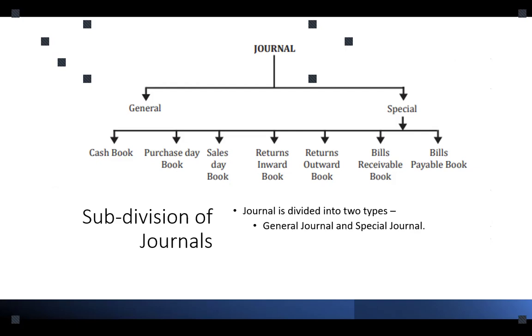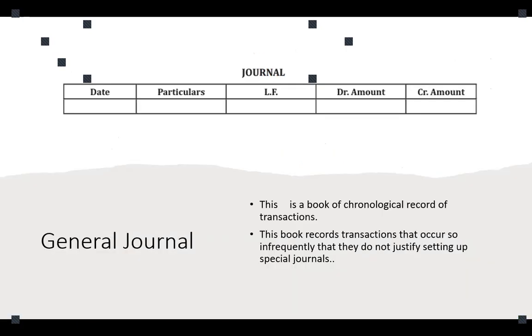Journal is divided into two types. One is the general journal and the other is the special journal. General journal is the simple journal that we see here, and a special journal can be cash book, purchase day book, sales day book, return inward book, return outward book, bills receivable book, bills payable book. Let's discuss these further.